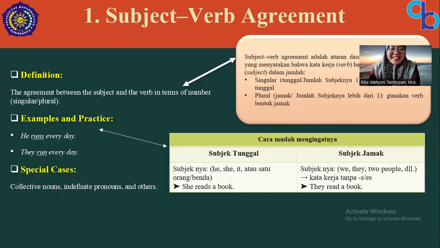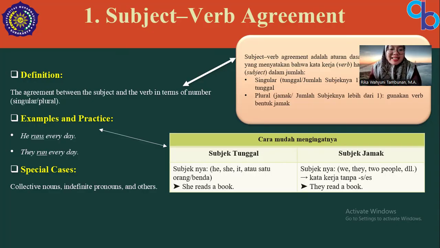Sorry in advance. So, subject-verb agreement means that the verb must match the subject in number. So if the subject is singular, the verb must be singular. If the subject is plural, the verb must be plural too. Example and explanations. Look at this. He runs every day. Okay, the example is he runs every day.